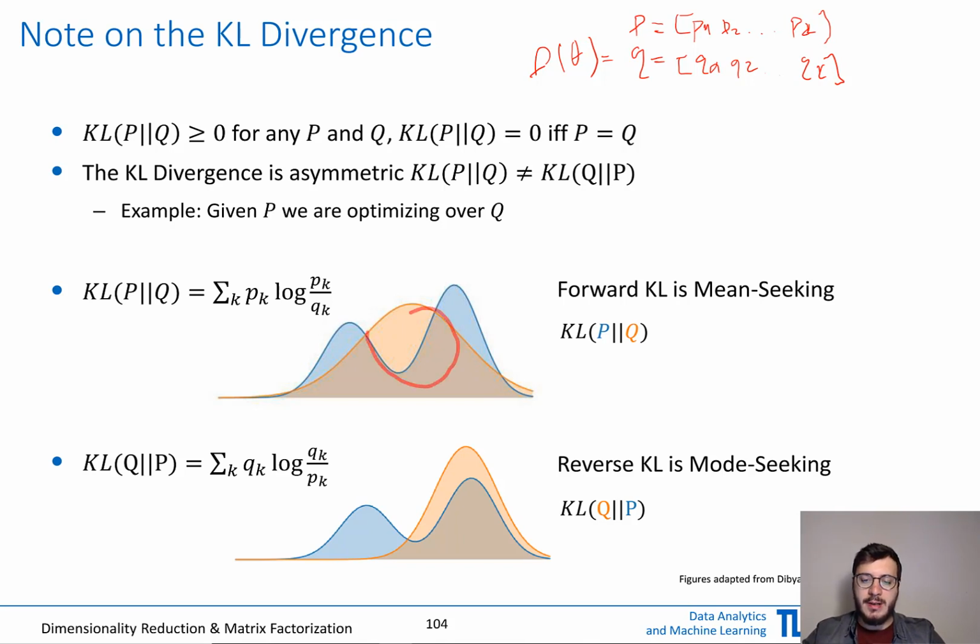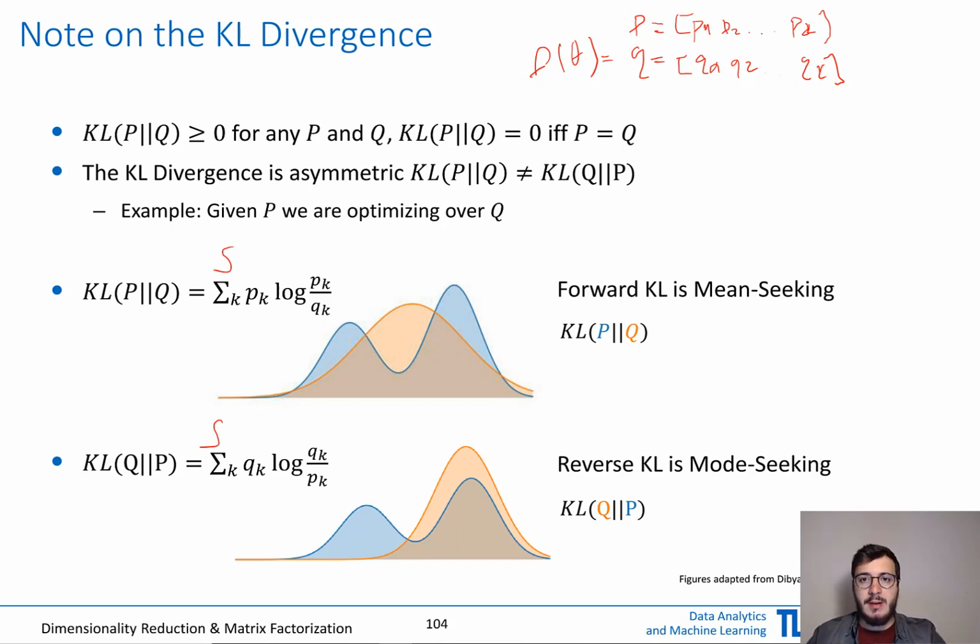In these illustrations, I'm actually showing continuous distributions, and the KL divergence is defined analogously in this case. We just replace all the sums with an integral. I'm showing continuous distributions here because it's slightly easier to see what happens.